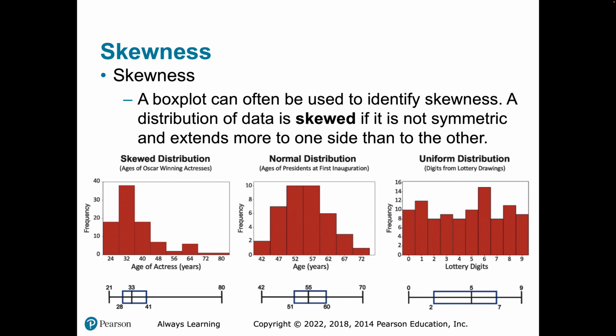So you can often easily match a box plot with a given histogram. For example, if I had a negatively skewed or a left skewed distribution, then I would expect this tail that I'm circling down in the bottom left to be much longer than this tail.